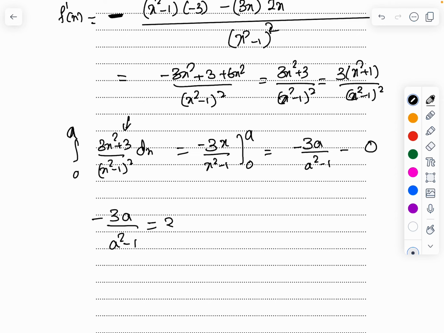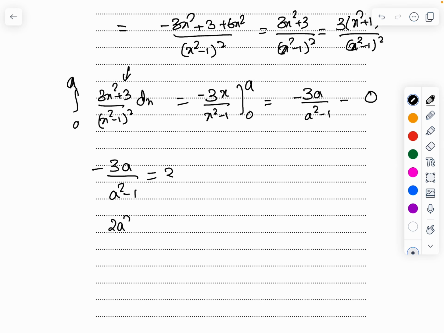From here we get a quadratic: 2a squared plus 3a minus 2 equals 0. So 2a minus 1 times a plus 2 equals 0. So a equals 1 upon 2 or a equals negative 2. a equals negative 2 is rejected. So a equals 1 upon 2 is going to be the answer.